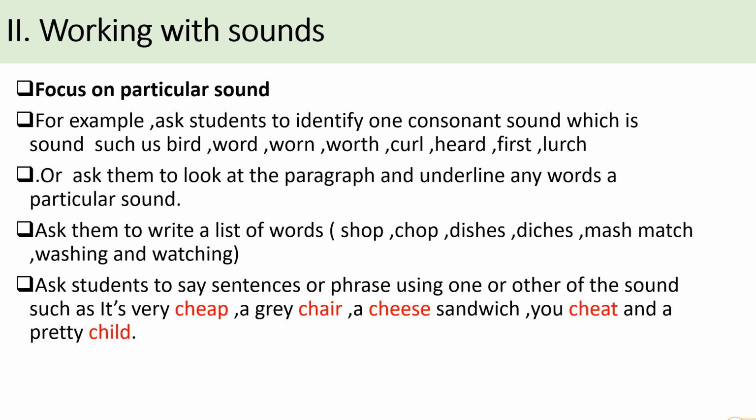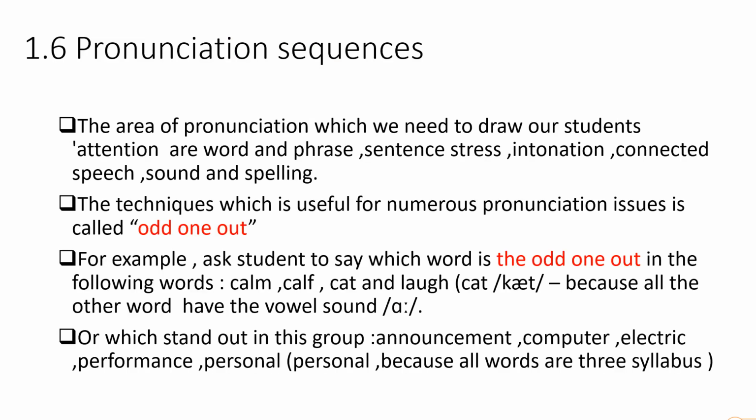Sorry, teacher, can you slide back? The techniques which are useful for numerous pronunciation issues is called odd one out. Like the example, ship, sleep, snip, sheep. The odd one is sheep, like this.